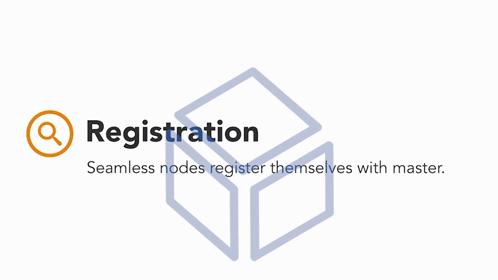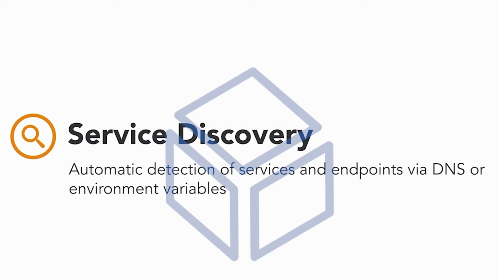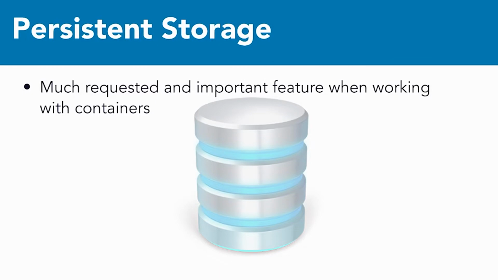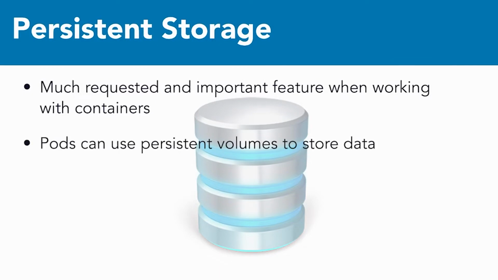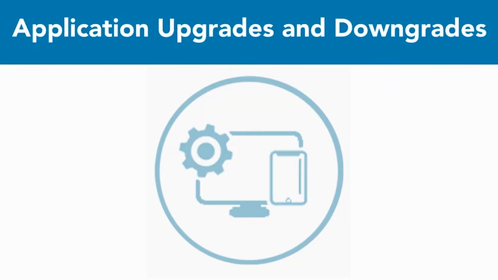Two features that allow Kubernetes clusters to scale are registration and discovery. New worker nodes can seamlessly register themselves with the Kubernetes master node. Kubernetes also includes service discovery out of the box. Service discovery allows for automatic detection of new services and endpoints via DNS or environment variables. It also allows for persistent storage, which is a much requested feature when working with containers. Pods can use persistent volumes to store data, and the data is retained across pod restarts and crashes.